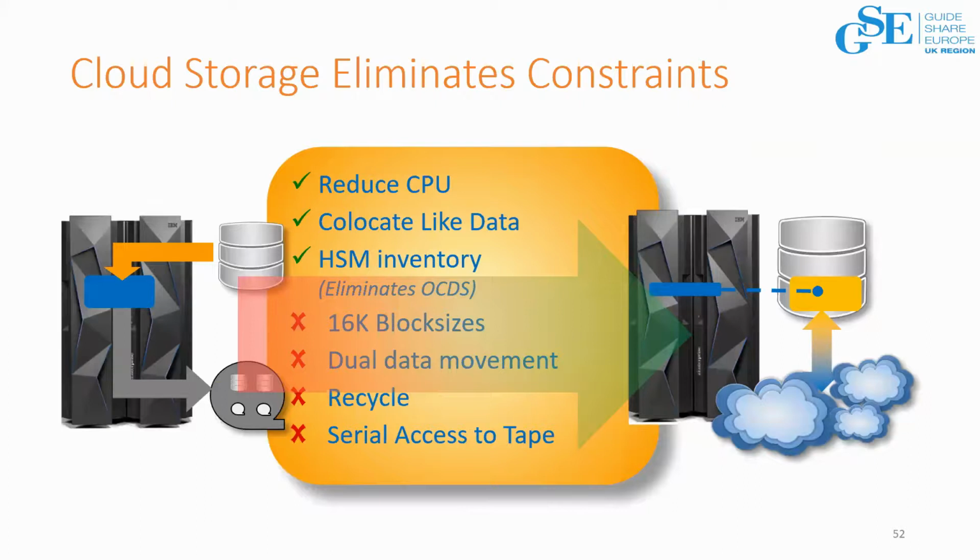So to summarize and reiterate, utilizing cloud storage is a great way to eliminate constraints. It allows you to reduce CPU, as I just talked about. You can co-locate like data. It streamlines HSM inventory because the offline control data set is no longer needed. It eliminates 16K block size, dual data movement, recycle, and serial access to tape.